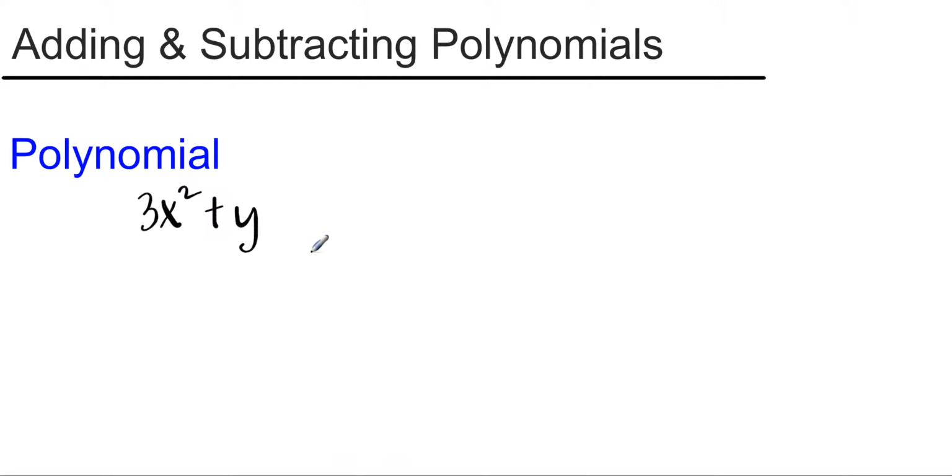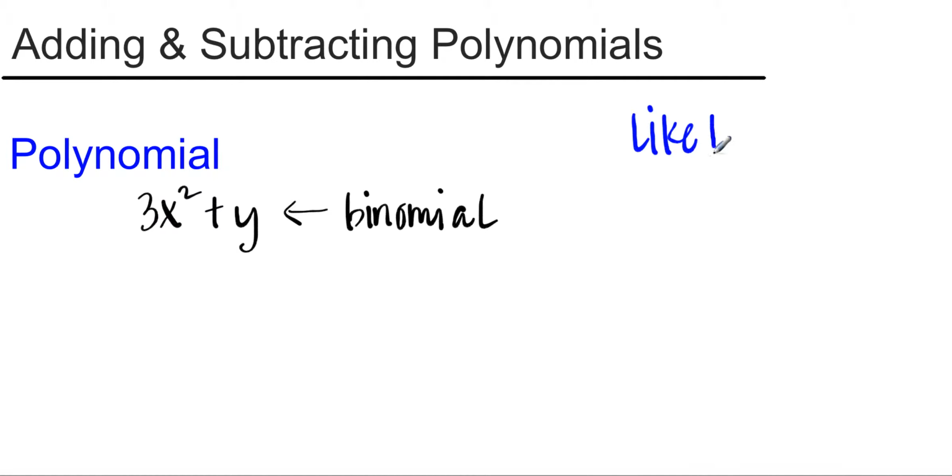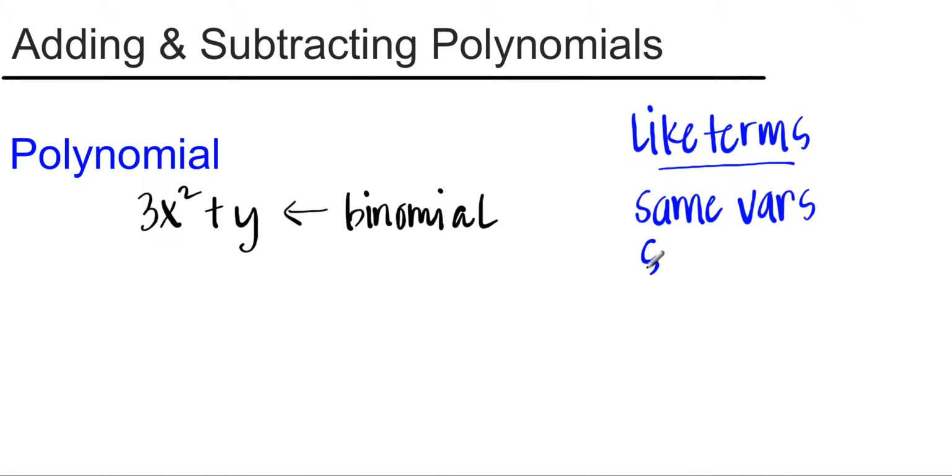This is a polynomial. More specifically, we can call this a binomial because it has two terms, and the prefix bi means two. 3x squared is one term, y is a separate term. These are not like terms because they don't have the same variables with the same exponents. That's what we're going to look for when we're adding and subtracting polynomials. The same variables with the same exponents.